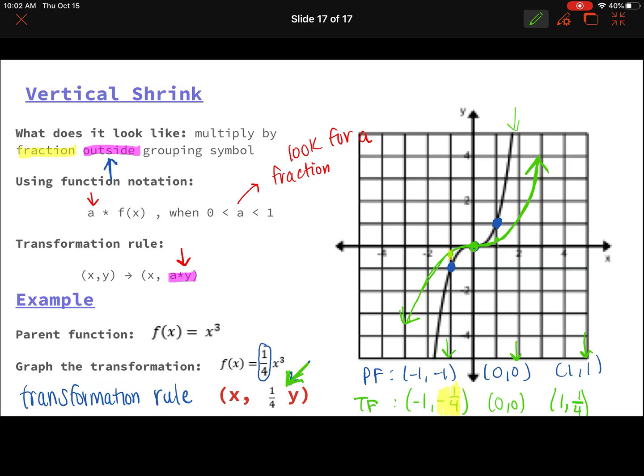So that is everything you need to know about our function rules and our transformations and our shrinks. If you take anything away from this, I want to go back: when you're adding, subtracting, or multiplying outside the grouping symbol, it's affecting our y. So remember I said outside equals y, and anything that's happening inside the grouping symbol is affecting our x. Okay, that's super important to know.